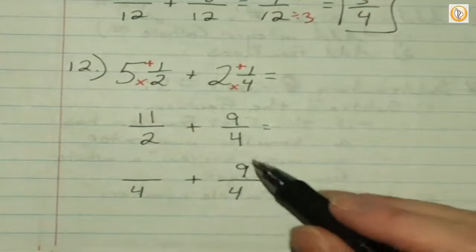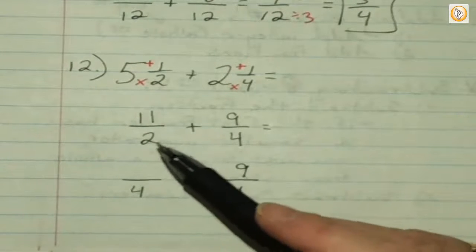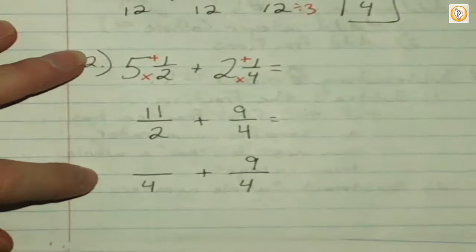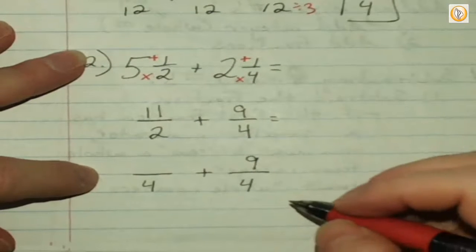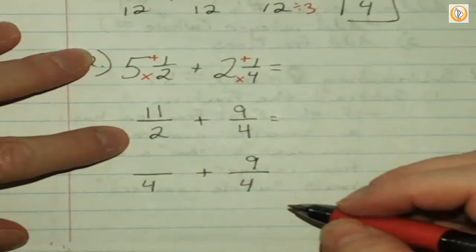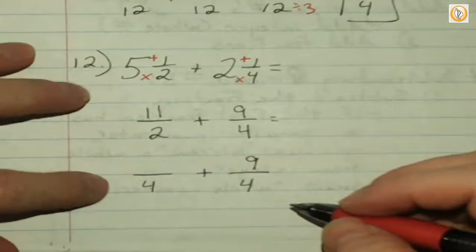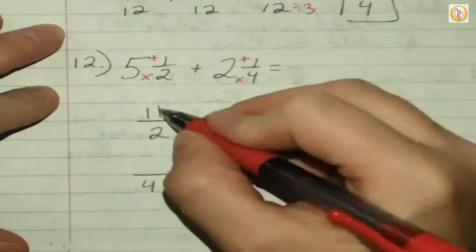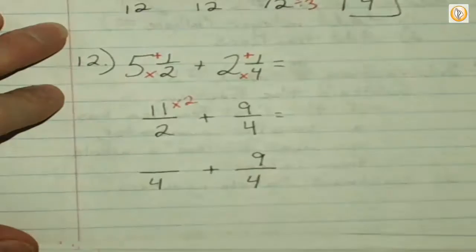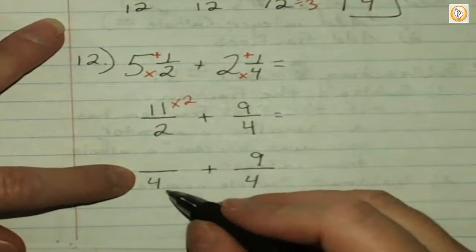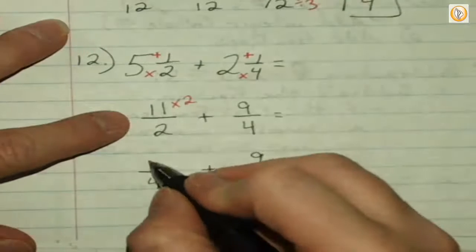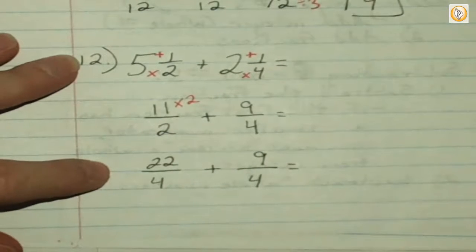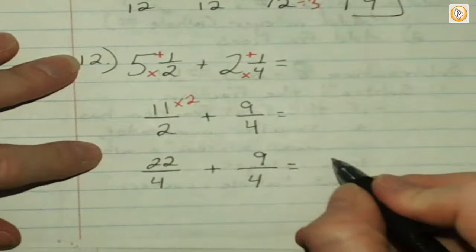Because we didn't change it, the numerator stays the same. But since we changed this denominator, we've got to change the numerator. How do I do that? You times it by 2, so 2 goes into 4 2 times, and so it's 11 times 2, which is 22. Very good. Since 2 goes into 4 2 times, 11 times 2 is 22. Now we can add across. What is 22 plus 9?